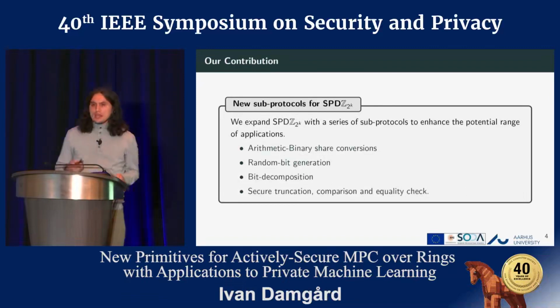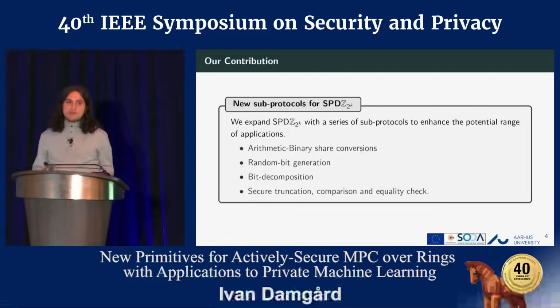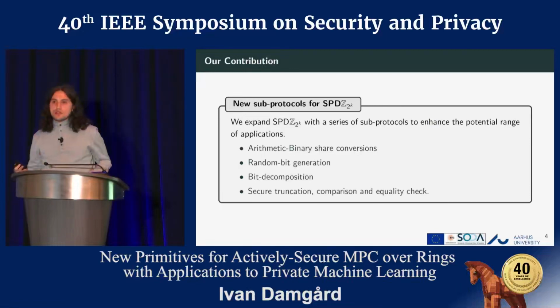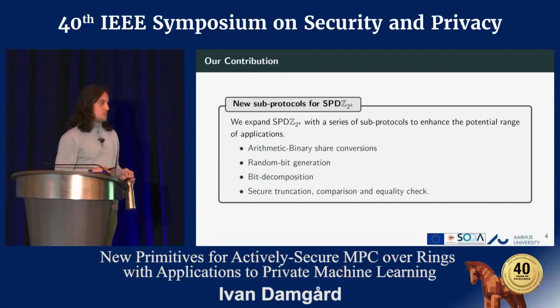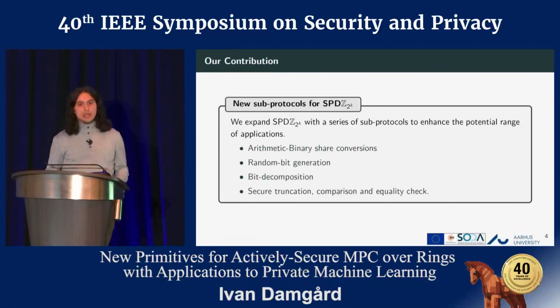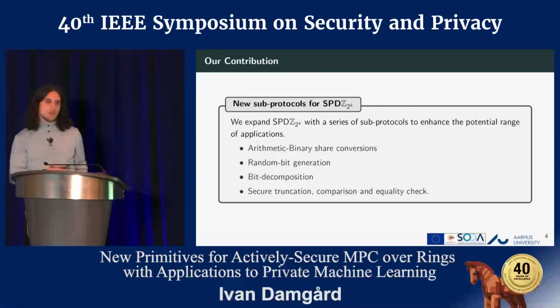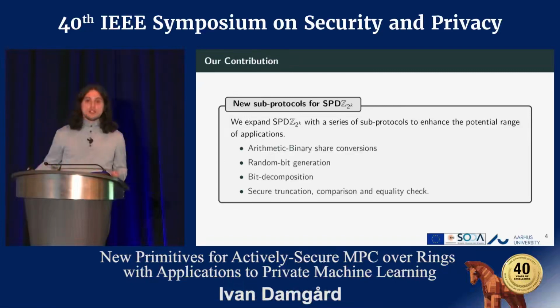In this work, we develop new primitives for this type of computation. We expand the SPDZ2k protocol with a lot of primitives, for example, secure truncation, comparison, equality check, and so on. This is super important because the SPDZ2k protocol only comes with basic addition and multiplication. And of course, in practice, if you want to use one of these protocols, you would like to have many more primitives than just that.